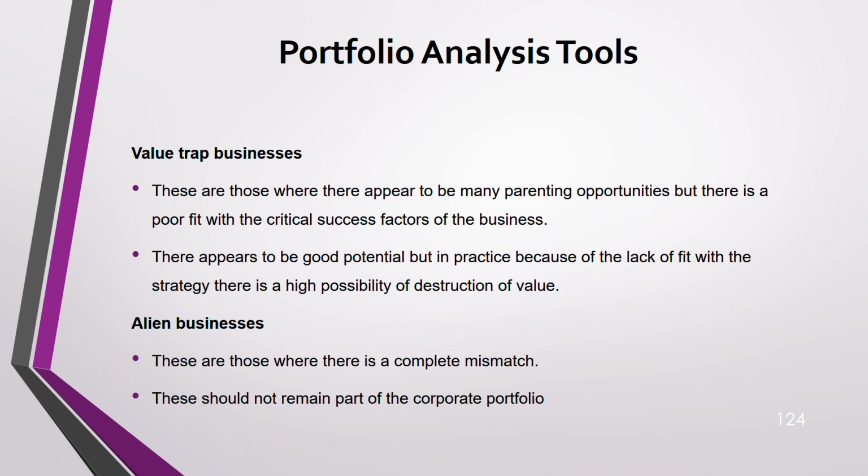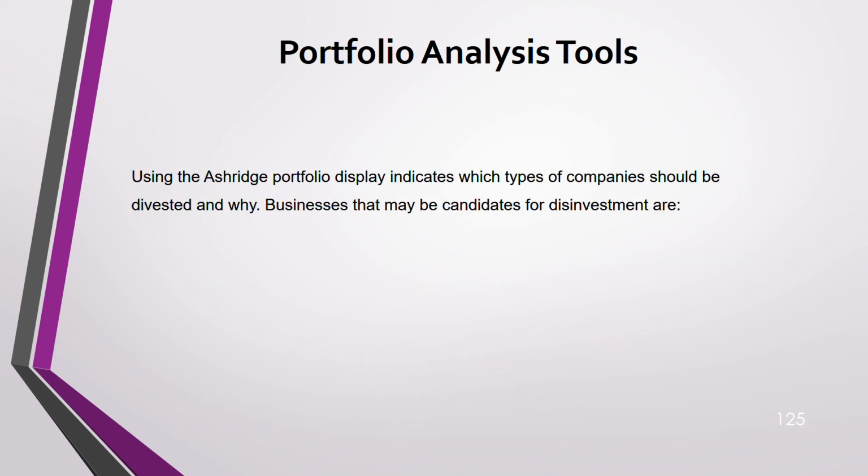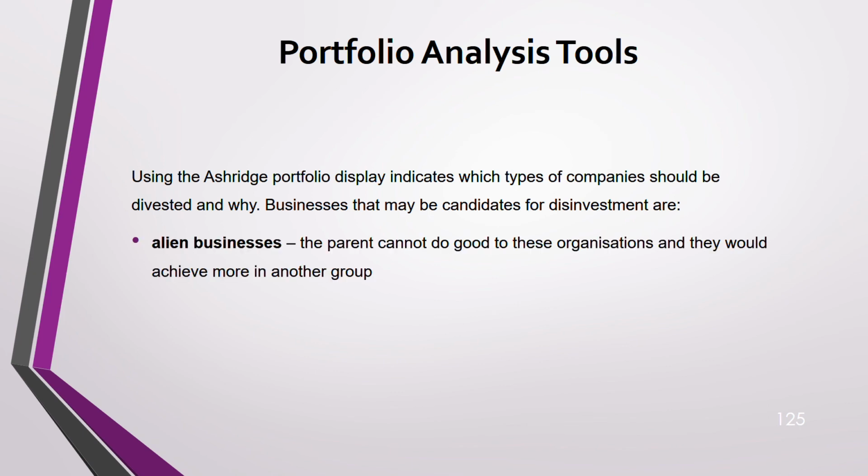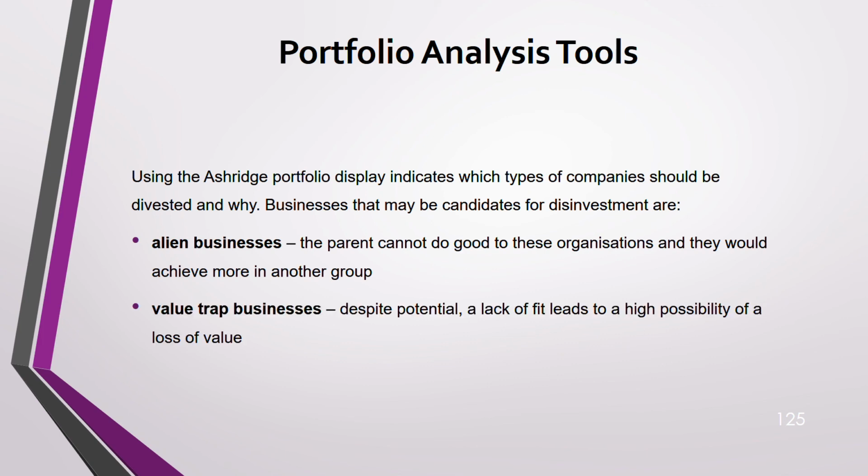Okay, now, using the Ashridge portfolio, indicate which type of company should be divested and why. Businesses may be candidates for divestment. These are the businesses which you should divest. Number one, alien business. Why? The parent cannot do any good to these organizations, so they would achieve more in another group rather than staying in this group. Divest them. Next is value trap business.